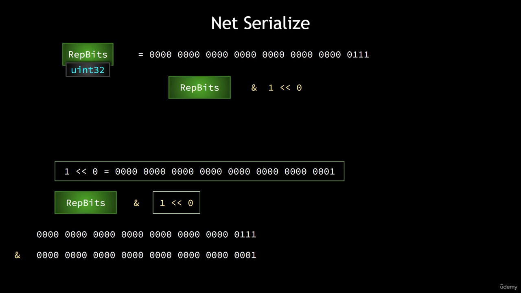It happens bitwise, bit by bit, comparing 1 digit on one variable with 1 digit on the other. And if they're both 0, the result is a 0. If only one of them is a 0, the result is a 0, just like an AND. True and false returns false. The only way we'd get a 1 is if both digits are 1s. That's only that rightmost digit there. So rep bits AND 1 left shift 0 is this value.